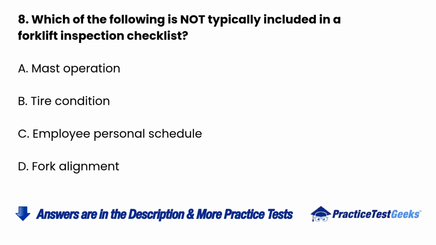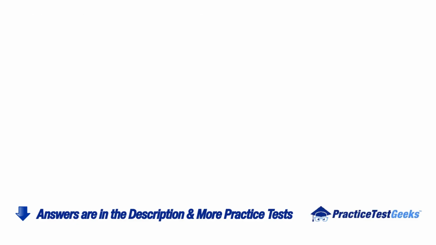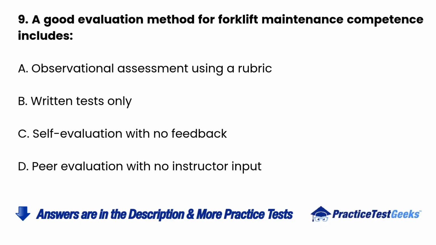8. Which of the following is not typically included in a forklift inspection checklist? A. Mast operation. B. Tire condition. C. Employee personal schedule. D. Fork alignment.